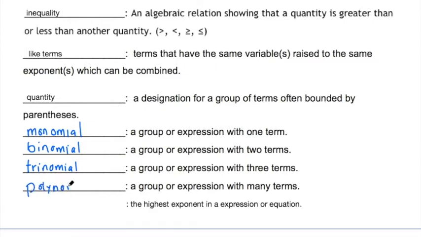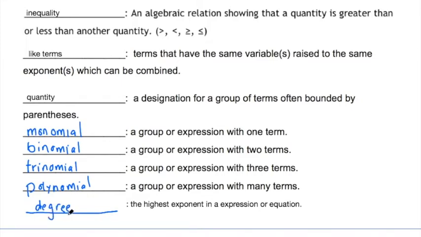Maybe take this from your social studies class. You talk about polytheistic religions, believe in many gods, poly meaning many. Okay, tri meaning three, bi meaning two, mono meaning one. All right, I added this one in here. I know it's not on your worksheet, but add another line in here. The highest exponent in an expression or equation, that's what we call the degree.